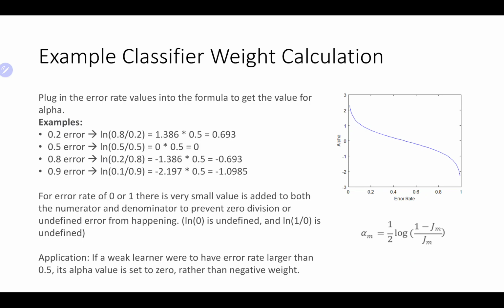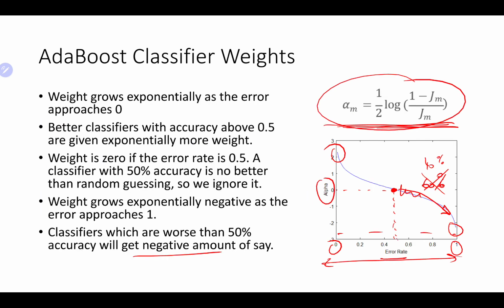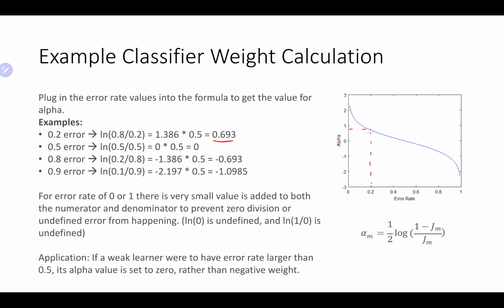So let's look at some numeric examples here. If you have an error of 0.2, based on this calculation, we would get a weight of 0.693. At 0.5, if you put it into that calculation, you get 0. At 0.8, as you can see, it's the mirror of 0.2, it's the opposite, so the weight is minus 0.693. And at 0.9, we get a vote of minus 1.09. So that's some of the range here.